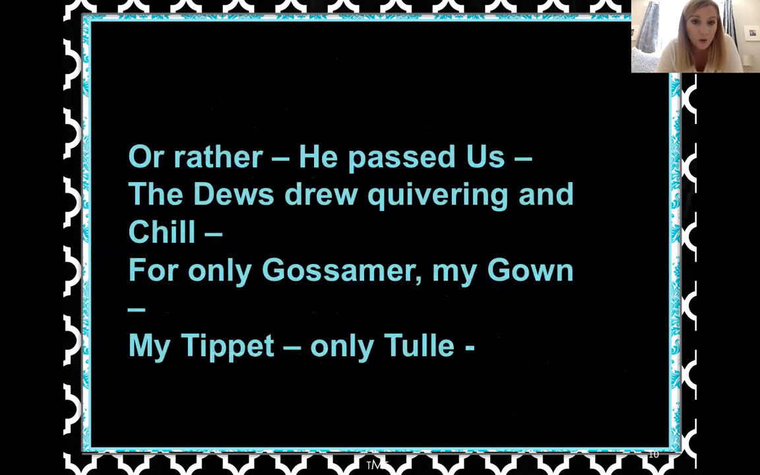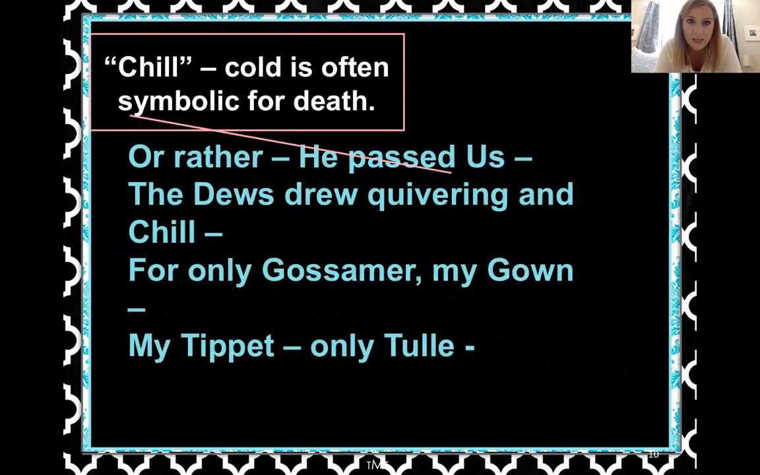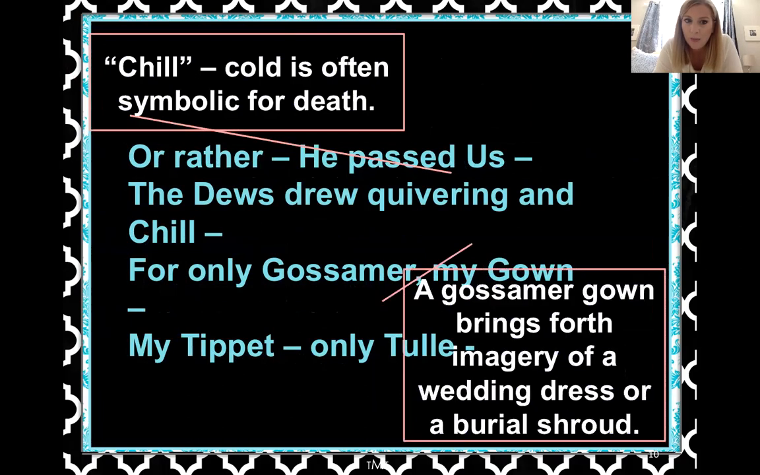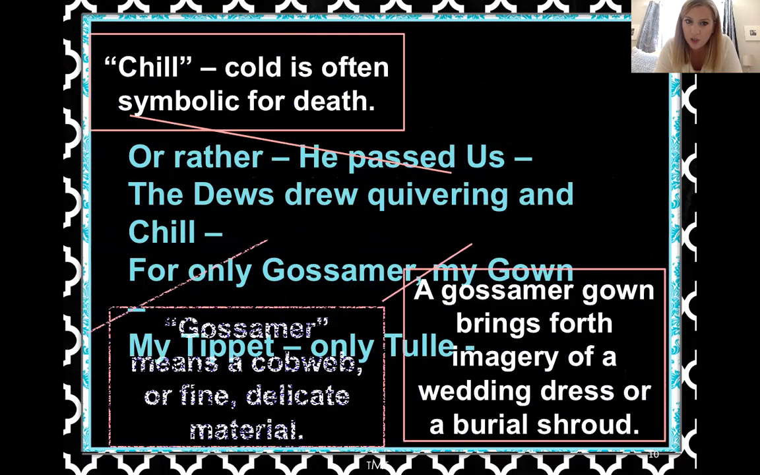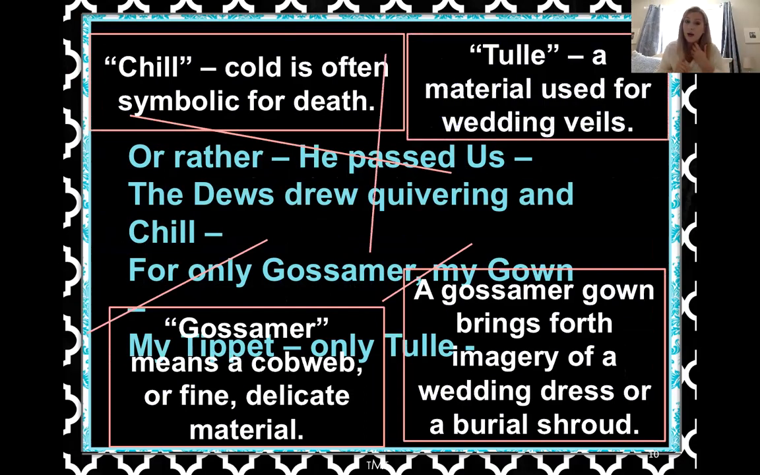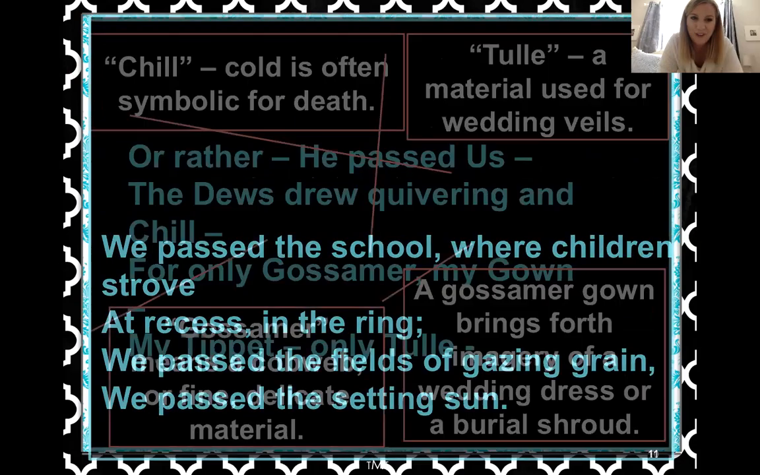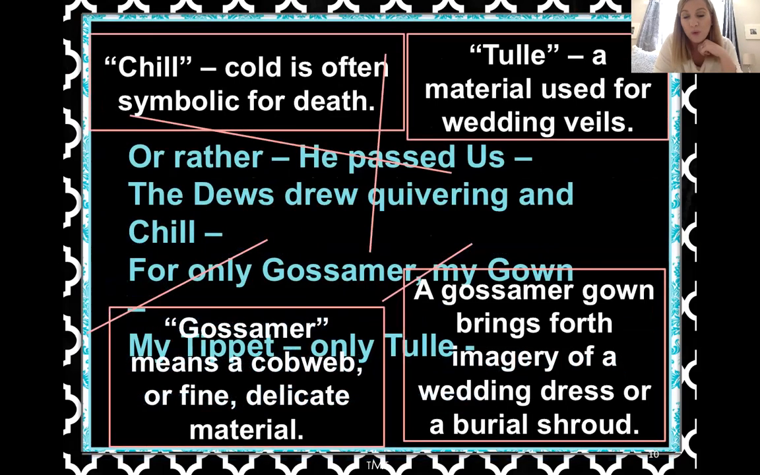Or rather, he passed us. The dews drew quivering and chill, for only gossamer my gown, my tippet only tulle. Whoa, there's a lot popping up on our screen. Okay, so we feel the setting here. So dews drew quivering and chill. Now we're getting to kind of the scary part of death, right? Chill is often symbolizing death because your body goes chill when you die, right?